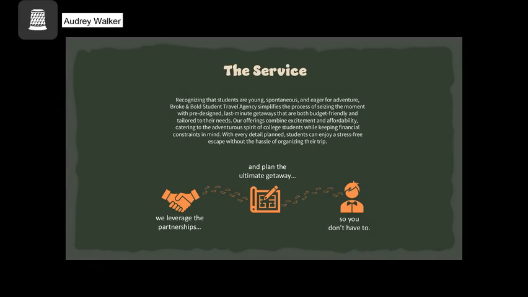So before we get into the service, I want to take a little bit of time to explain where the name Broke n Bold originated from and why we chose that to represent our company. I think it's quite clever. The name Broke refers to the reality of tight budgets many college students face, and Bold captures their adventurous spirit and desire to explore the world.